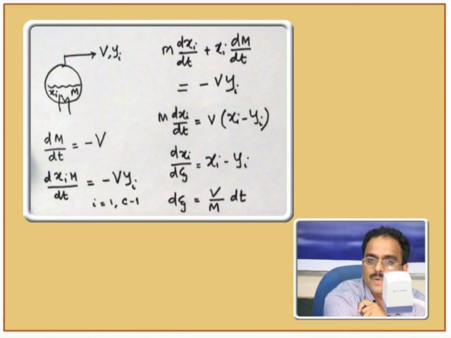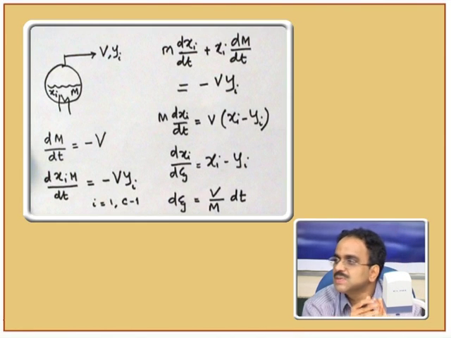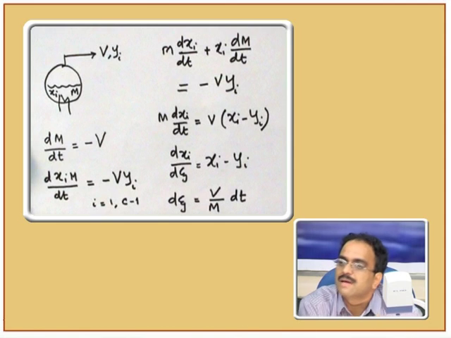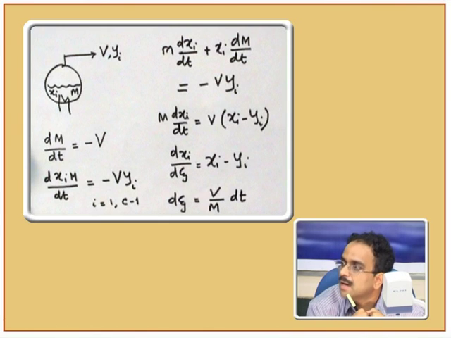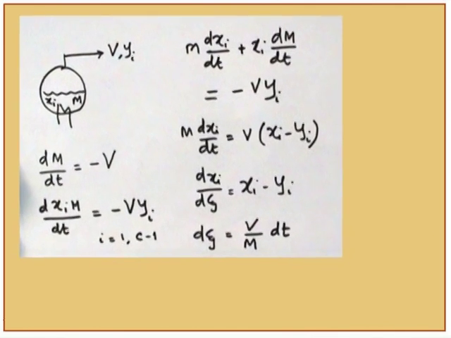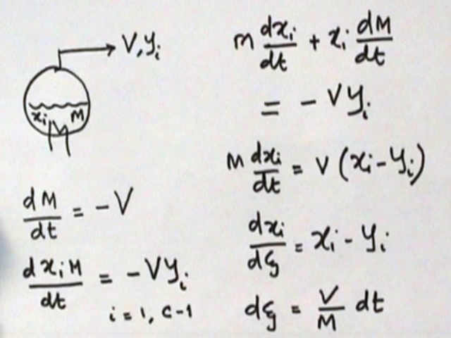If I have proper contact here, there are no mass transfer limitations, and y and x are related to each other through vapor liquid equilibrium, right? So y is related to x. Once I know x, I can calculate y. So this particular moment of x with respect to time will depend only on vapor liquid equilibrium, right?